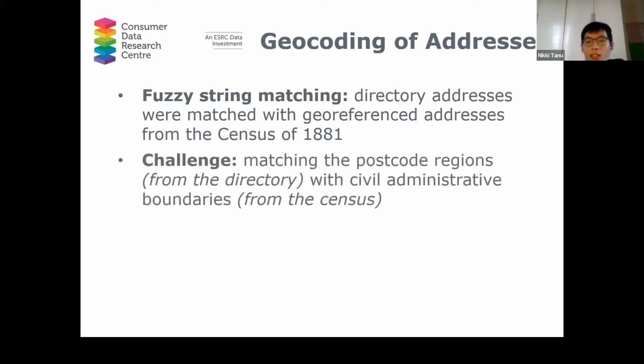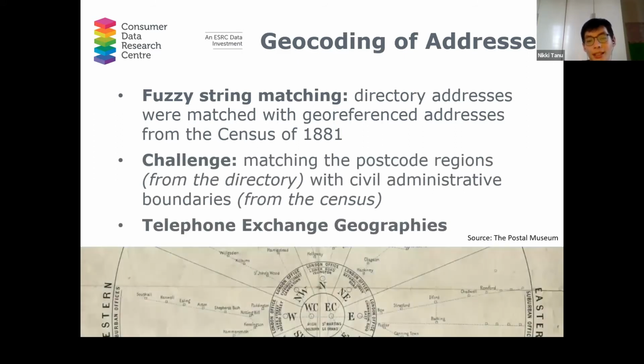Speaking of postcode region just now, why it's relevant is that while the telephone directories mostly provide postcode regions for each address, the census provides civil administrative boundaries instead. This misalignment between the telephone exchange geography and the census addresses meant that for 1881, I had to use quite a primitive method, where I looked for one of the first London postcode region maps, tried to roughly guess what postcode regions each district could belong to, and then matched addresses from there.